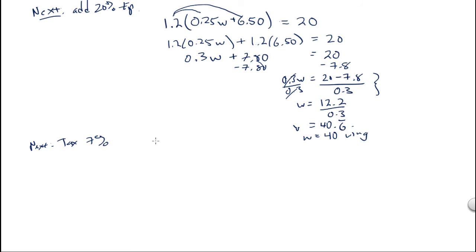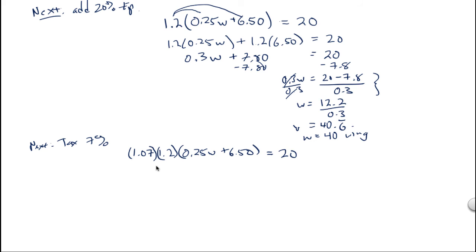7% tax. And so here's our equation for this. We already have our wings, 650, 1.2 for the tip, and then 1.07 for our tax. 1.07 because it's a 7% tax, and it's a percent increase, so your multiplier is 1 plus that 7%, 1 plus that 0.07 or 1.07. That still equals our 20 bucks on the right side.